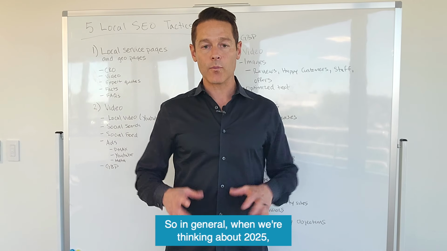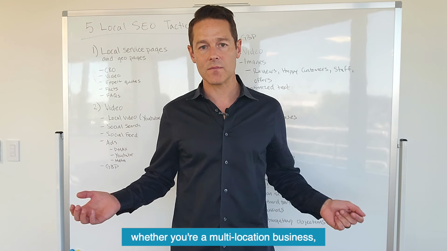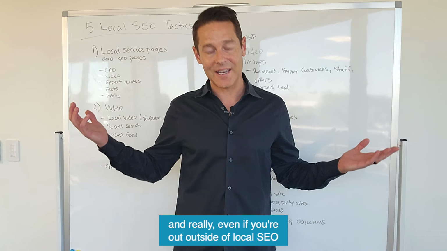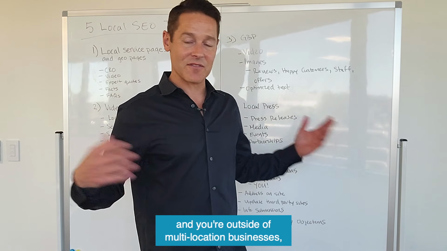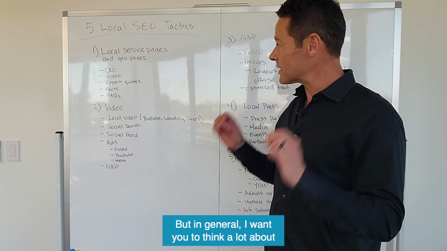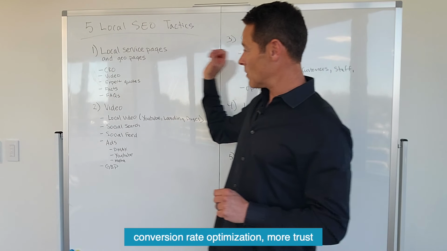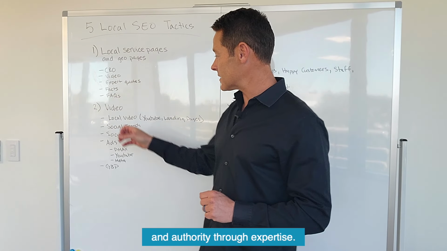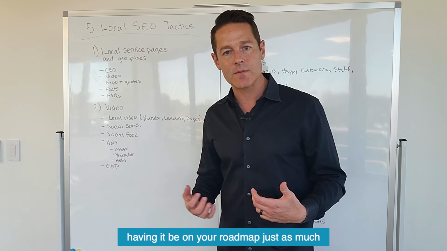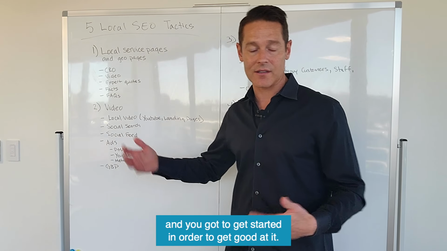So in general, when we're thinking about 2025 and we're thinking about local SEO, whether you're a multi-location business, whether you're a franchise business, maybe you have 2 locations, whether you have more, and really even if you're outside of local SEO and you're outside of multi-location businesses, you're going to be thinking about these same things. But in general, I want you to think a lot about better usability metrics on the website, conversion rate optimization, more trust and authority through expertise. I want you to think about video, getting started with video, having it be on your roadmap just as much as written content. It's not as hard to do as you think, and you got to get started in order to get good at it.